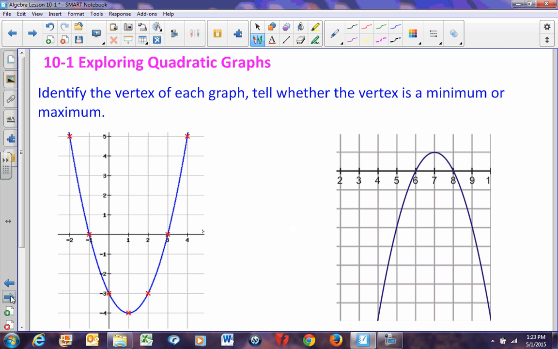You should be able to take a look at a quadratic graph and give me the vertex and tell me whether the vertex is a maximum or a minimum. If we look at this particular graph on the left here, the blue graph, we can see that this is our vertex right here. This point right there is the lowest point of the graph. So that vertex happens to be a minimum point, and that vertex is at the coordinate 1, -4. So my vertex is 1, -4, and it's a minimum point.